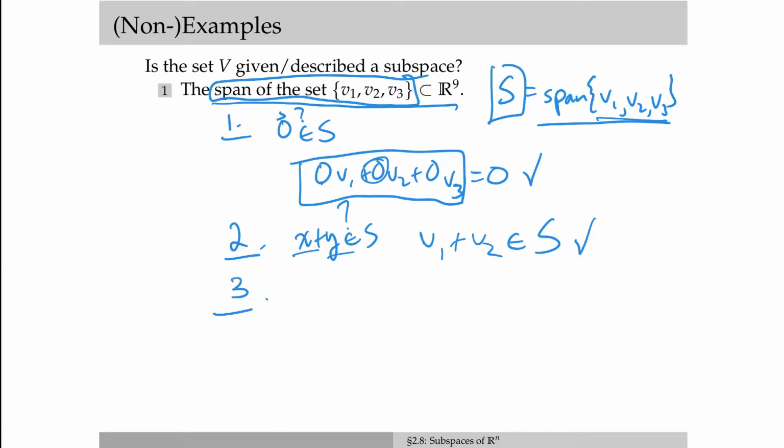Number 3, scalar multiples. If I take any vector, I get that, and that is going to be expressible as a linear combination.